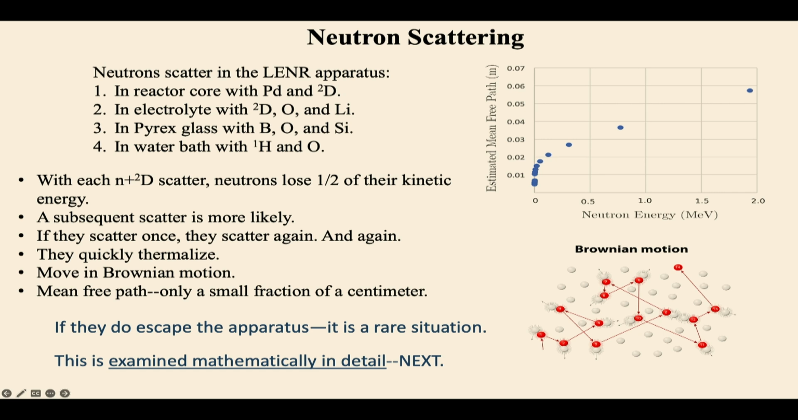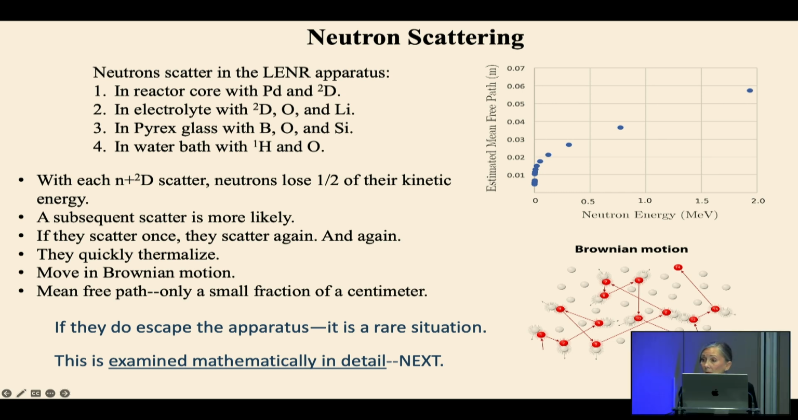The neutrons scatter in the LENR apparatus, in the reactor core with the palladium and deuterium, in the electrolyte with the deuterium, the oxygen, and the lithium, in the Pyrex glass with the boron, oxygen, and silicon, and they scatter in the water bath with the H and oxygen. With each N plus deuterium scatter, the neutrons lose roughly half of their kinetic energy, and a subsequent scatter is much more likely as a result.